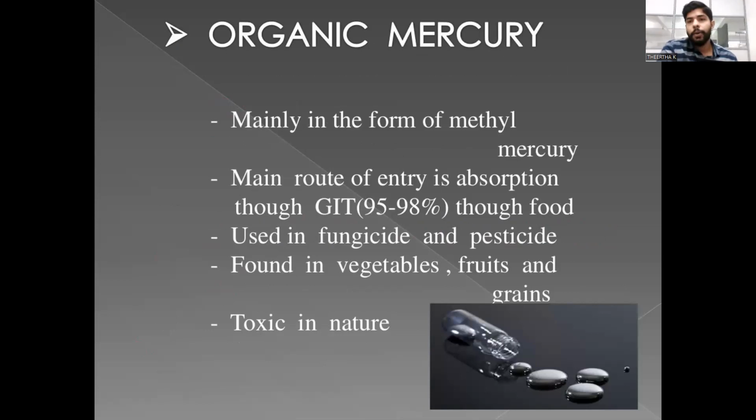Organic mercury exists mainly in the form of methyl mercury. Its main route of entry is by absorption through the GIT, through food. It is used in fungicides and pesticides. It is found in vegetables, fruits, and grains, and it is toxic in nature.